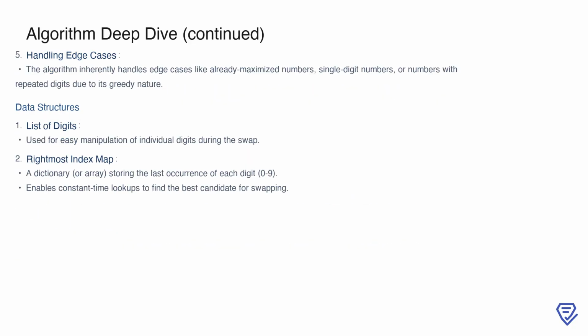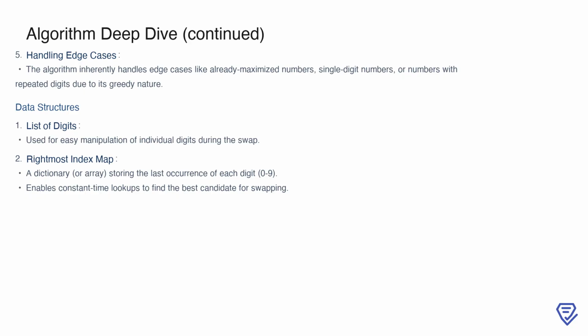This algorithm is robust in its handling of edge cases. For instance, when the number is already maximized, such as 9876, no swap is performed because the greedy check reveals no larger digits to swap. In cases where all digits are identical, like 1111, no swap is possible, and the number remains unchanged. For single-digit numbers, the algorithm naturally skips any swapping steps since there are no other digits to consider.